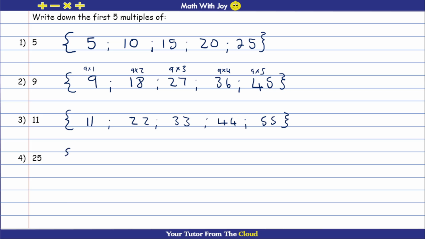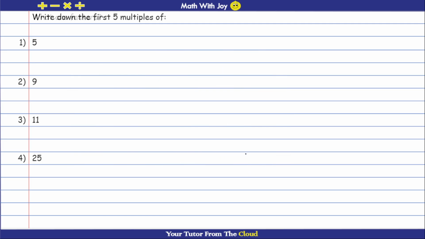You can also get the multiples of big numbers like 25, 50, 75, 88, 89, whatever number it is. You're just going to keep working out their timetables. So 25, we know how to count in 25. You can say 25, 50, 75, 100, and then 125. These are the first 5 multiples.